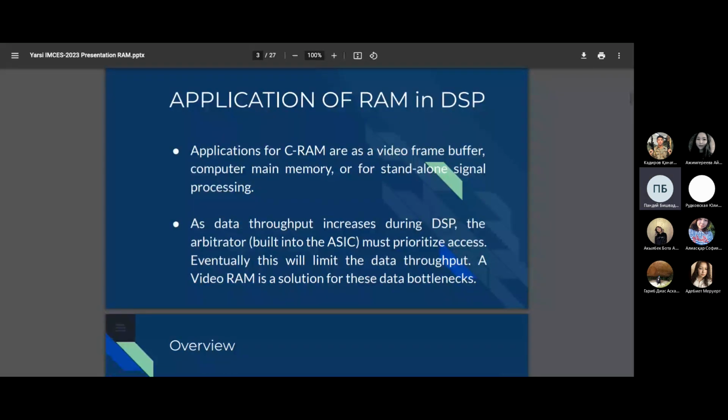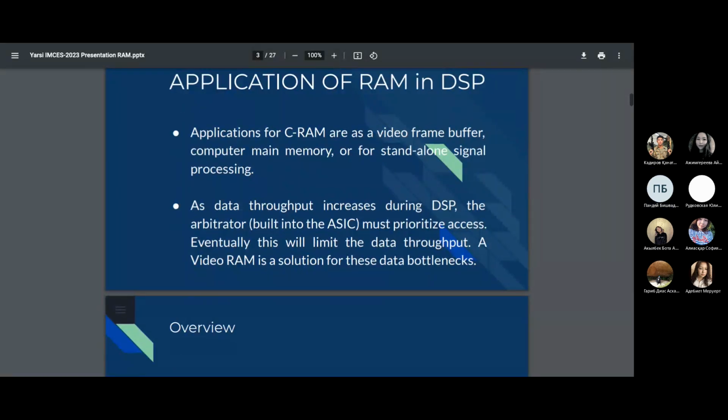Application of RAM in DSP. Applications for RAM are as a video frame buffer, computer main memory, or for standalone signal processing.